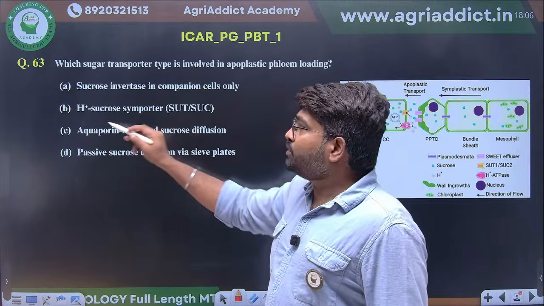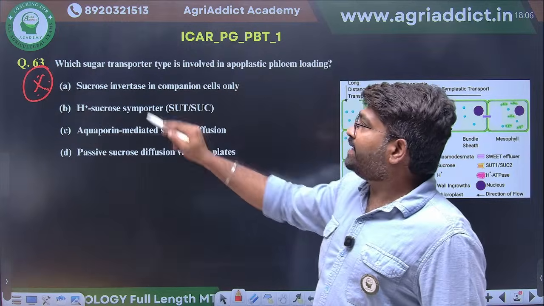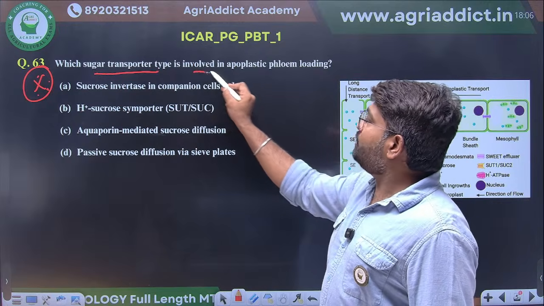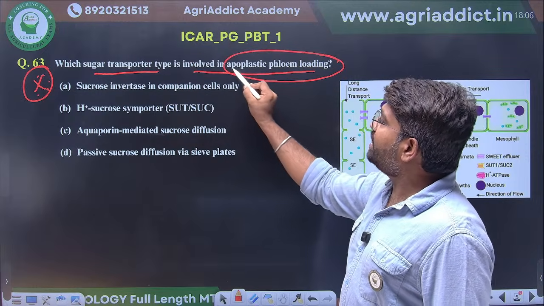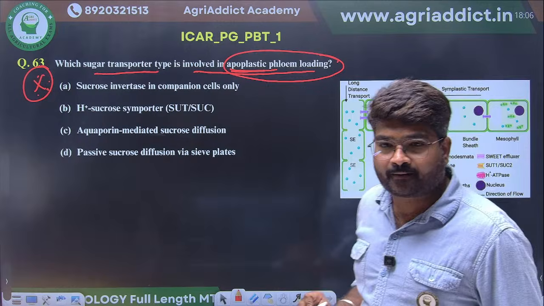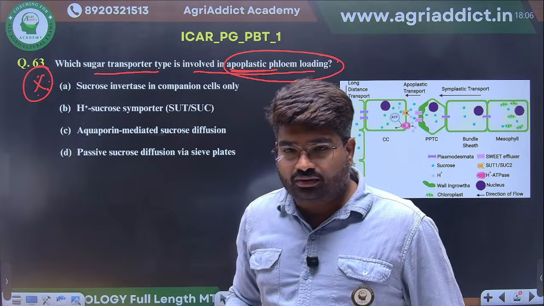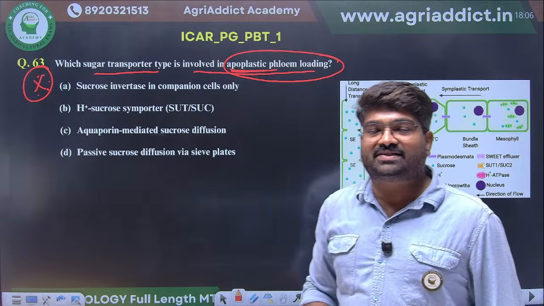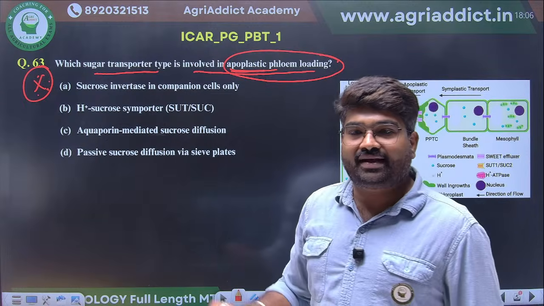This is a very important question, students. They have already asked it one time. Which sugar transporter type is involved in apoplastic phloem loading? They are asking about apoplastic phloem loading. What will be the answer? Yeah, Varun, Varuni. This question they can ask in the general agri questions. The general agri portion now is questions 1 to 20. In that they may ask.